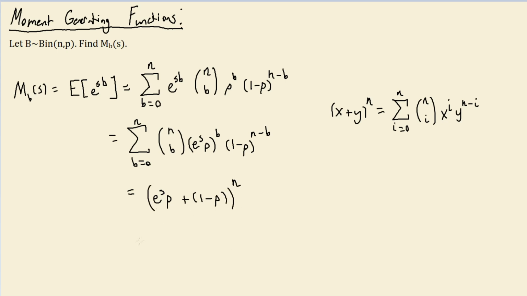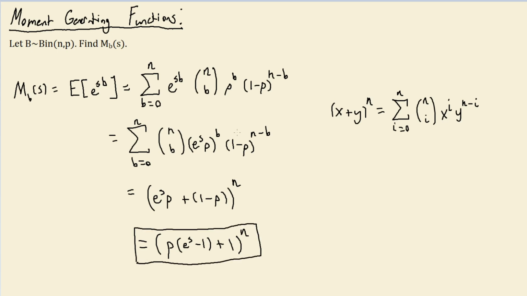And we could reduce this just a little bit further just by manipulating this. This would be (p(e^s - 1) + 1) to the power of n. And this would then be our moment generating function for the binomial distribution.